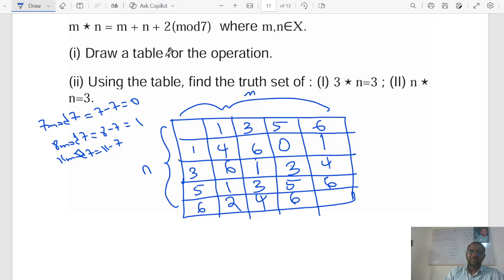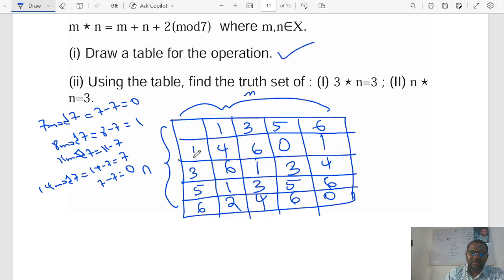Then here we have 6 star 6. 6 plus 6 is 12. 12 plus 2 is 14. Now, notice something: 14 mod 7 means 14 minus 7, which is 7. I can't still write 7, so I subtract 7 again. You keep doing that in cycles, so this is 0. Some other person may say 14 divided by 7 is 2, remainder 0, so you write the remainders here. But that is quite tricky when you are dealing with negative values. So this is my table for the operation.